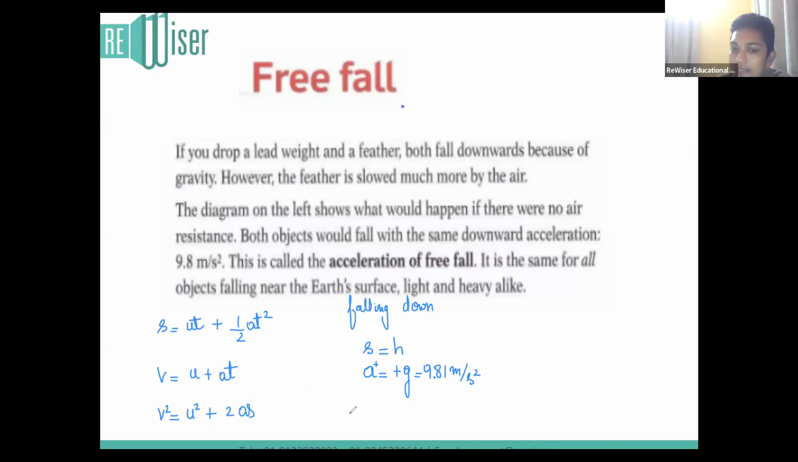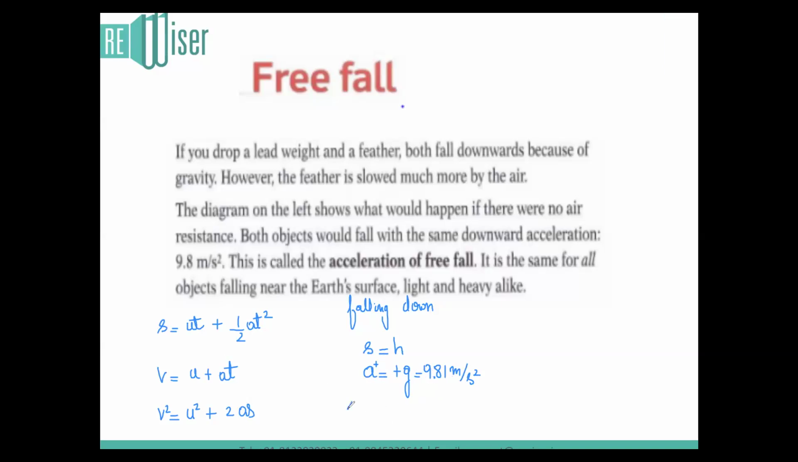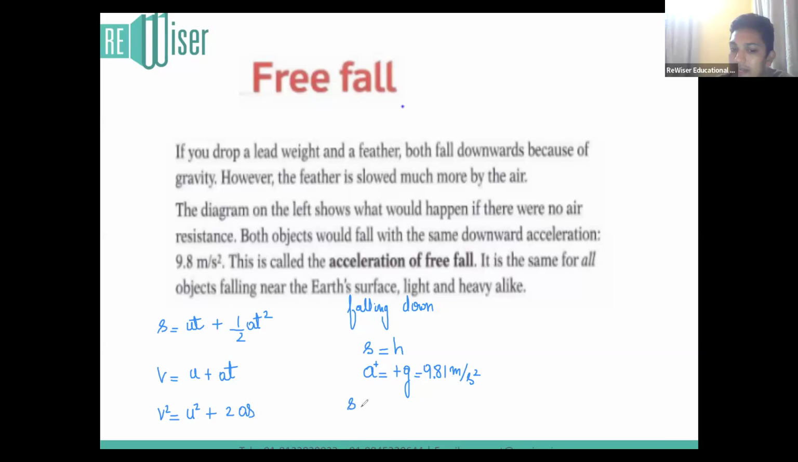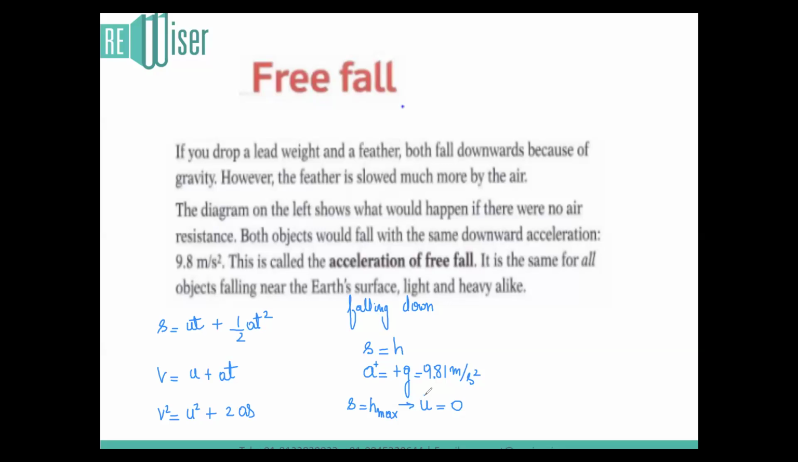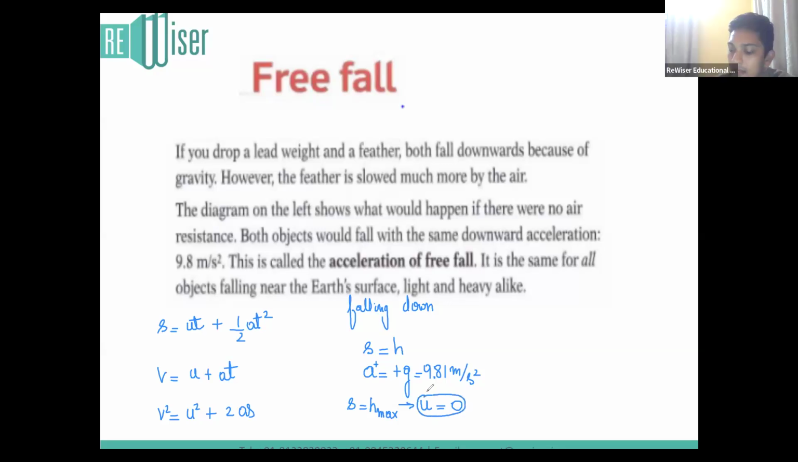And when the body reaches the ground or just before it reaches the ground, it's going to reach maximum velocity. Initially, when a body is thrown from maximum height, you usually assume initial velocity u to be 0, because allowing a body to fall down is just letting it fall down like this. You don't give any velocity. So initial velocity is always 0 when it is dropped from maximum height.